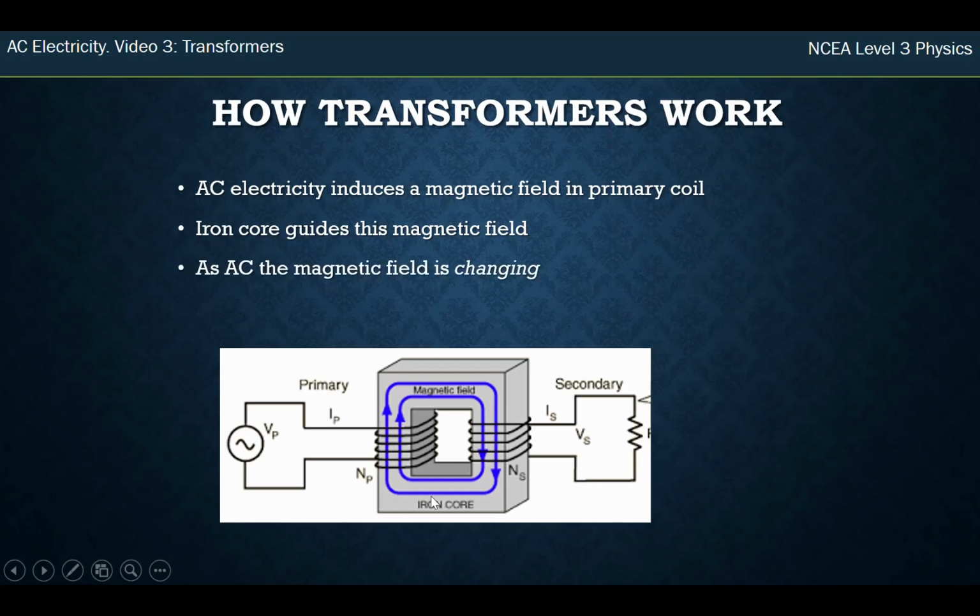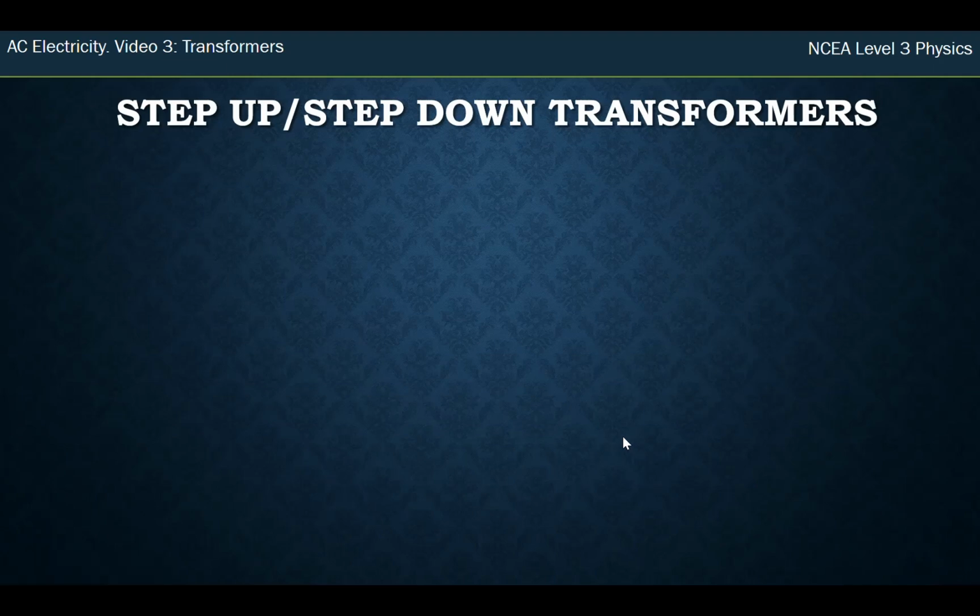Now, because this is AC, the field that it makes is changing. And we know that in the other coil, a changing flux generates a voltage. So this is how we get electricity coming out into the secondary coil, the secondary circuit.